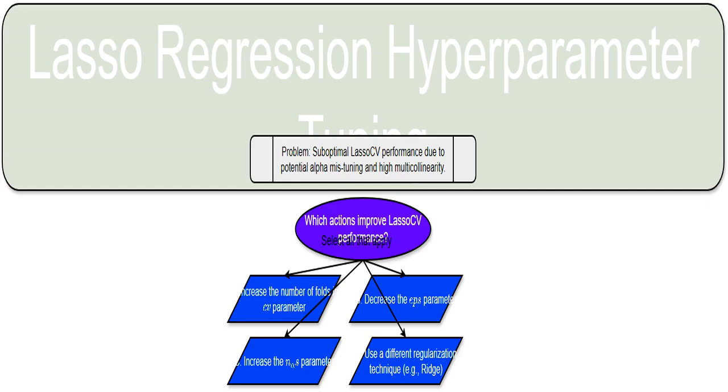I'm tackling a problem about how to fine-tune a lasso regression model. Lasso, short for least absolute shrinkage and selection operator, is a type of regression that shrinks coefficients to zero and is particularly helpful with highly correlated data. We'll be adjusting the settings, hyperparameters, to make it work even better.